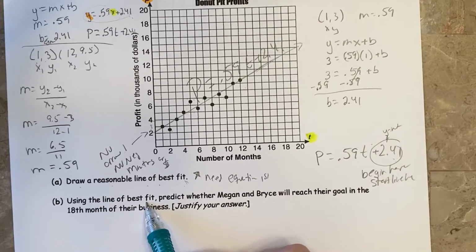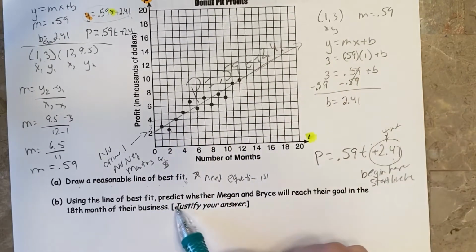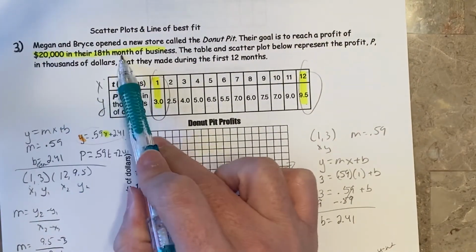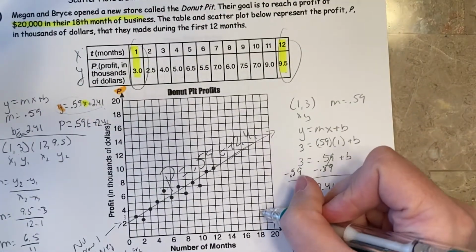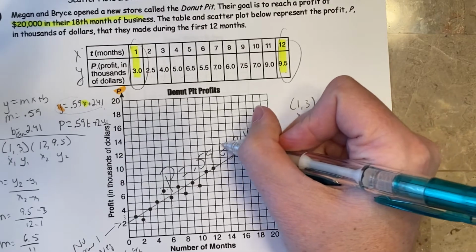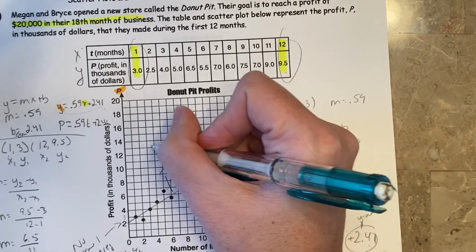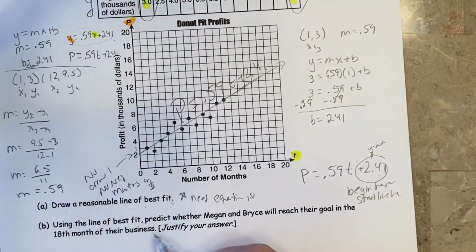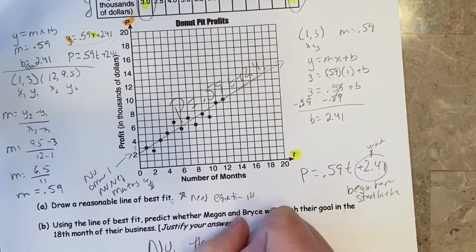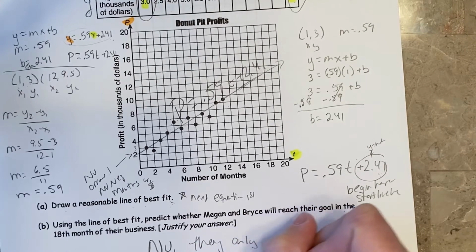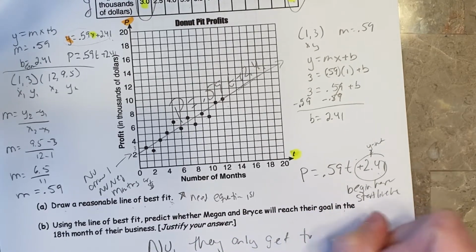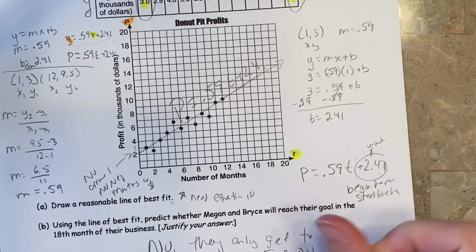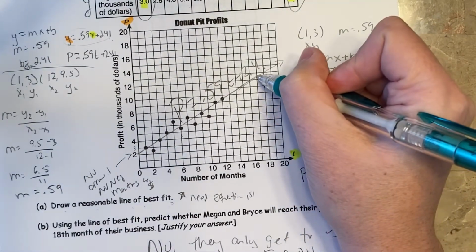So using your line of best fit, so using this line, predict whether Megan and Bryce will reach their goal. Remember, our goal was 20,000 in 18 months. So if we go to 18 months and we go up and over, if we interpolate, we're only going to get to 13. So is 13 20,000? No, it's not. So no, they only get to approximately 13,000. Okay, so yours could be 13,000.